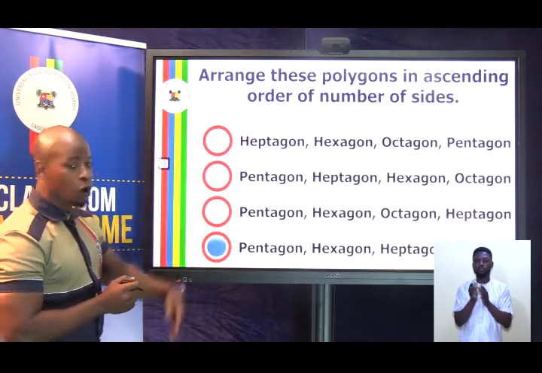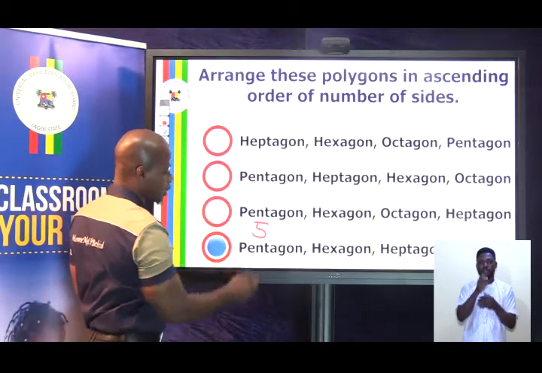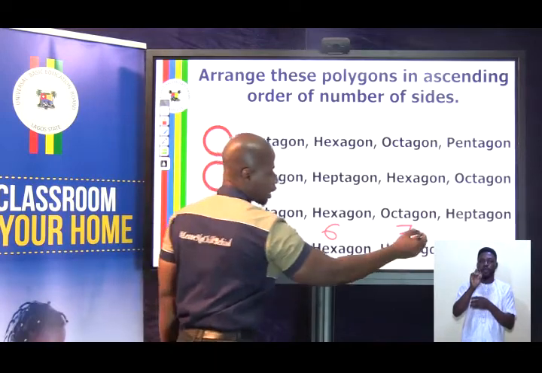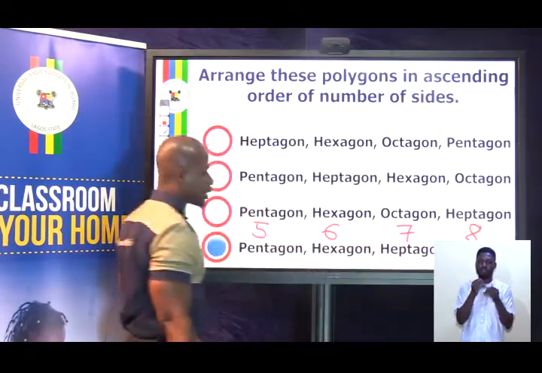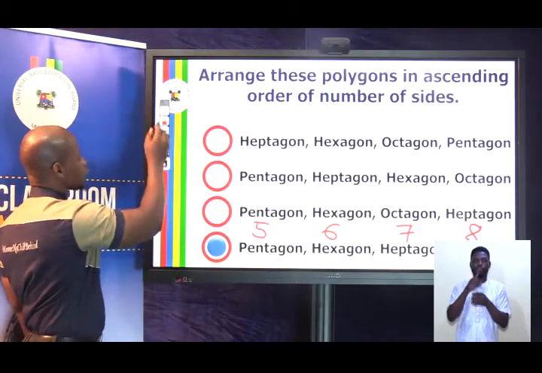Correct answer is this order. Why? Because a pentagon has 5 sides, a hexagon has 6 sides, a heptagon has 7 sides, and an octagon has 8 sides. So this arrangement is the correct one. Let's just see what the next question is saying.